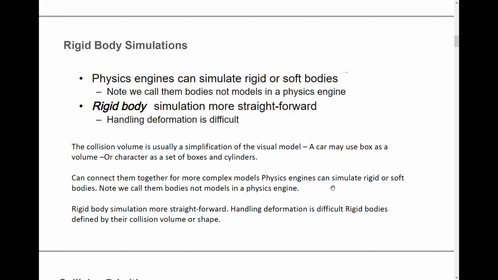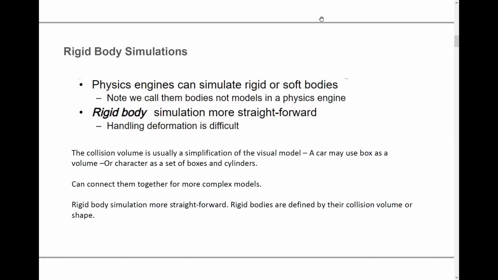Okay, we need to use certain visual models in order to depict the objects in our physics engine. And also we can connect these together for more complex models. Rigid bodies are usually defined by their collision volume or the shape.